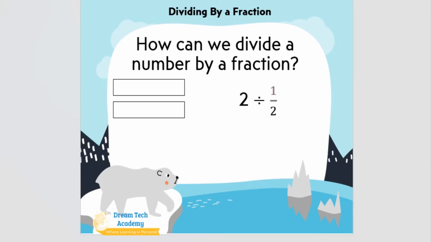So for today, we're going to divide a number by a fraction. For this example, we have two wholes being divided by 1/2. So here I have two rectangles, and I am going to divide both by 1/2. So we know that in a fraction, the denominator tells us the total number of pieces, right? So that means that one of my fraction will have two total pieces.